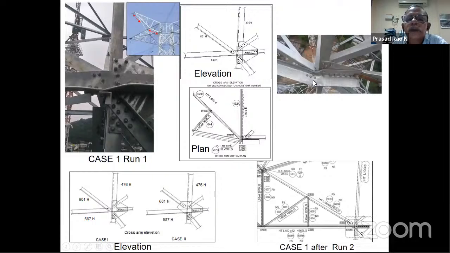Otherwise, the cross arm has a good factor of safety, but still it has failed because this member is being connected to the cross arm member. Then finally, what they did, if you see here, the bottom left corner, we have two different figures. 601 connecting to 587, whereas in the other figure, 601 connecting to an extended gusset plate. After connecting to this extended gusset plate, this tower has passed and there is no failure noticed in the main cross arm member.